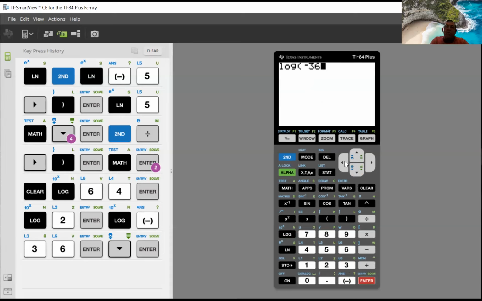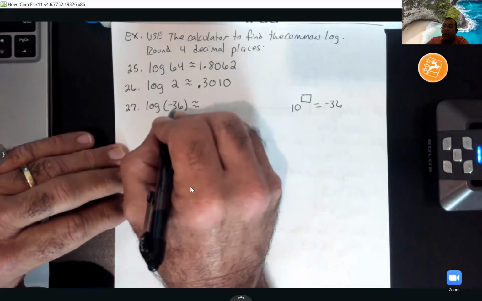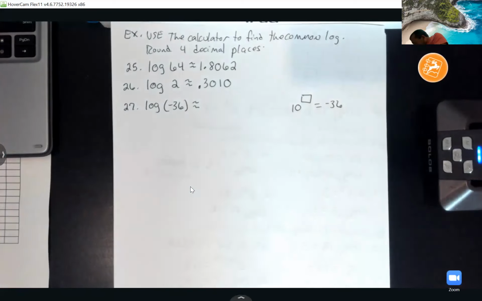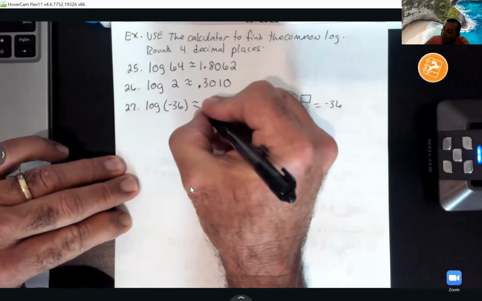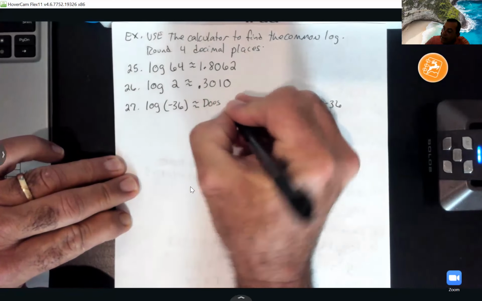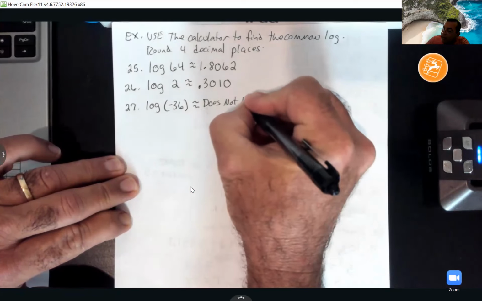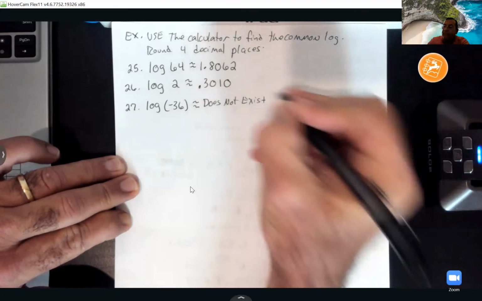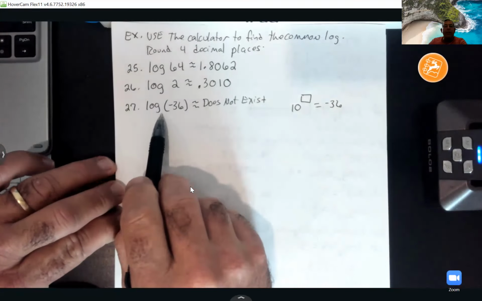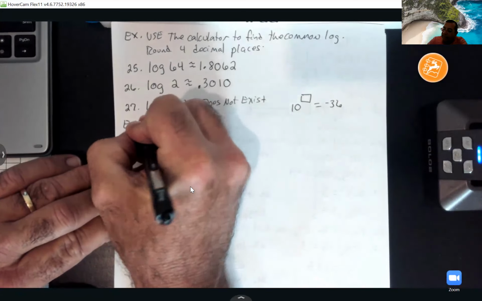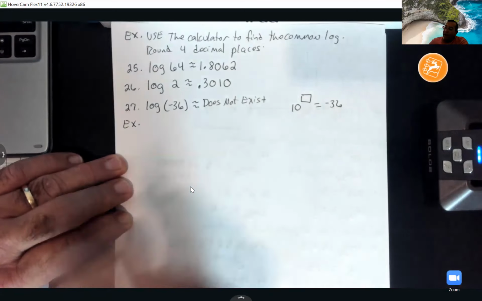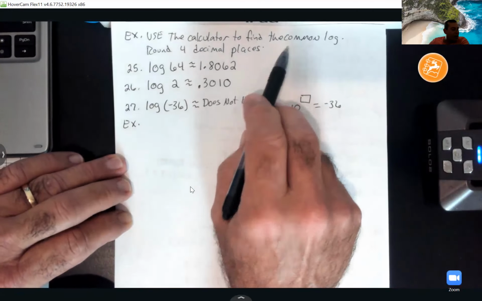So what we put in place of that, Math Lab, since you can't take the log of a negative number, we say that this does not exist. Okay, nothing I can do to a 10 to make it a negative number, okay? All right, so that was getting us used to the common log.